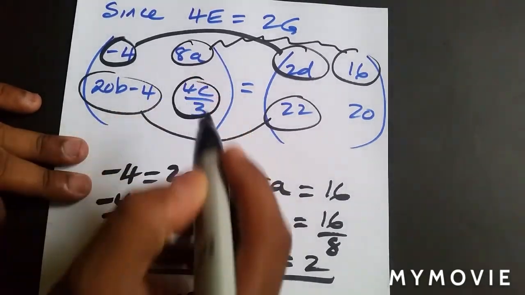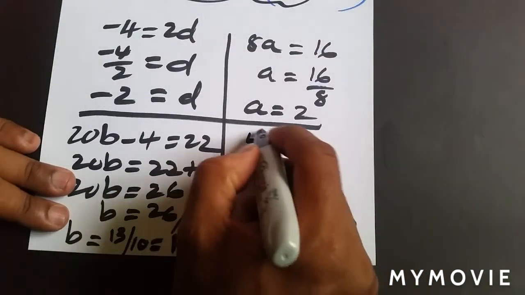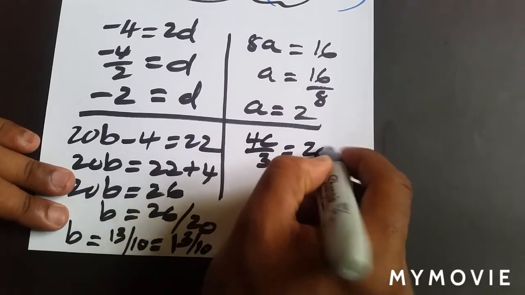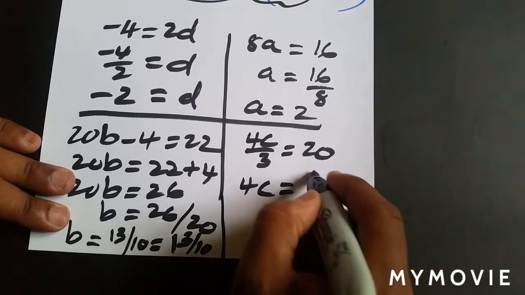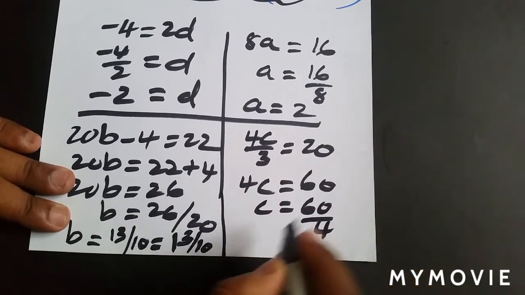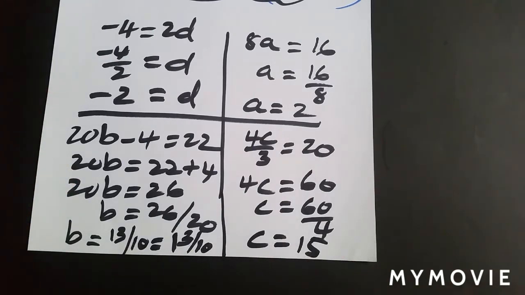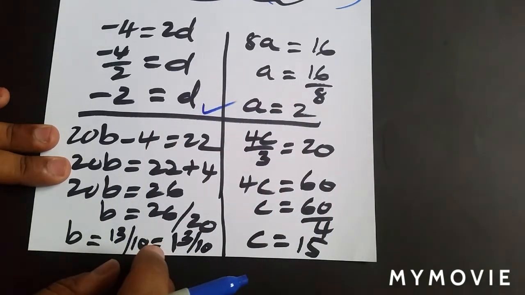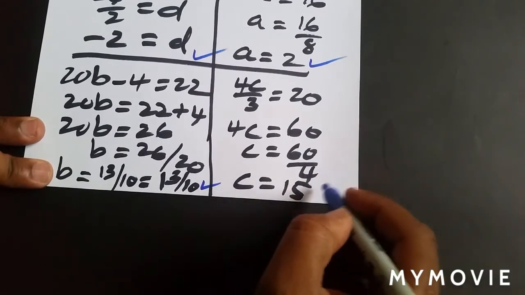And the last one now, 4C over 3 is equal to 20. So we can multiply both sides by 3. What we'd end up with is 4C equals 60, because 3 times 20 is 60. And of course, C equals 60 divided by 4. C would be equal to 15. So we found the answers for the 4 variables. So D is equal to minus 2, A is equal to 2, B is 1 and 3/10, and the value of C is 15. So here are 3 examples now involving equal matrices.